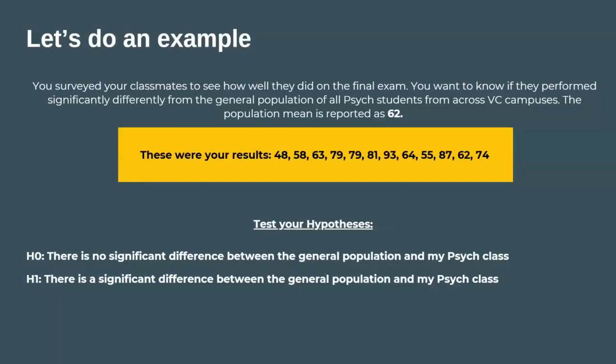All right, so for context, I have given you some hypotheses here based on this scenario. You would possibly be asked to create hypotheses from a scenario. So who can tell me if this is a one- or two-tailed set of hypotheses on the screen at the bottom here?